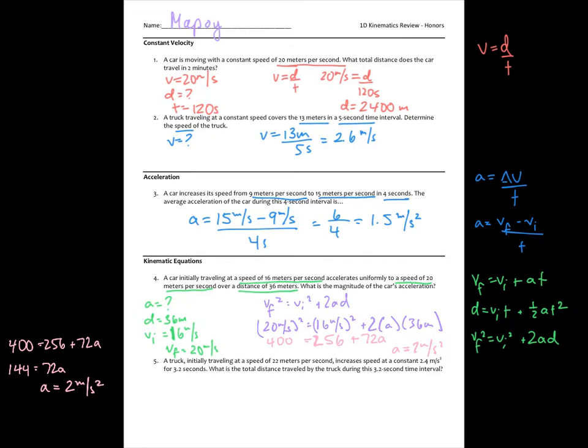Let's go back to purple. A truck initially traveling at a speed of 22 meters per second, that's your Vi, equals 22 meters per second, increases speed at a constant 2.4 meters per second squared for 3.2 seconds. Alright, this is the tricky part. It increases speed at a rate. So that's your acceleration rate. It's not increasing to that, it's increasing at that rate. And if you look at the unit, meters per second squared, that's your unit for acceleration.